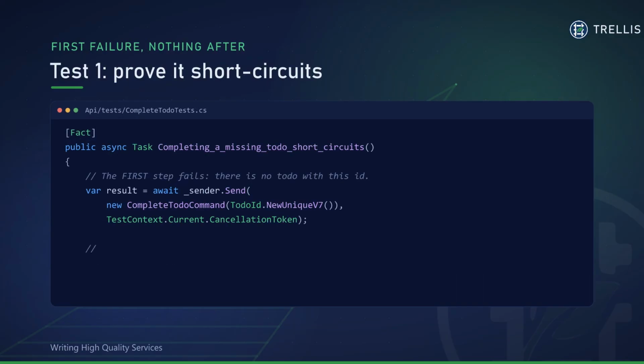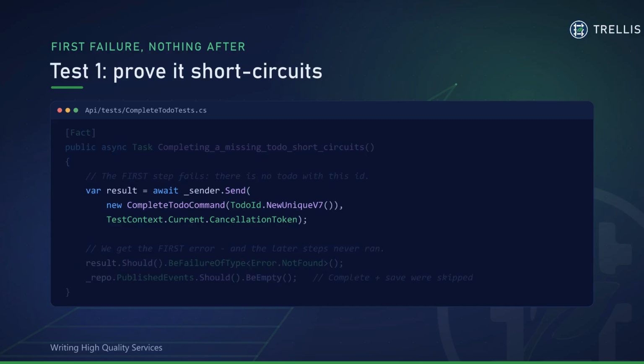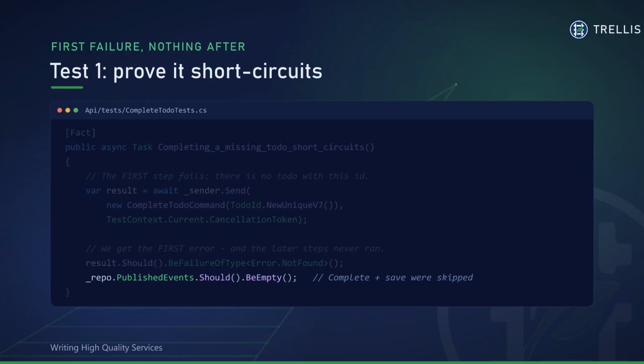Test 1. Prove the short circuit. We send a complete command for an ID that was never stored, so the very first step, the lookup, fails. Then we assert 2 things. First, the result is a failure, and specifically a not found error. The first error on the line, handed straight back. And second, the proof that the rest of the pipeline was skipped. No domain events were ever published, because the completion rule and the save after it simply never ran. If short-circuiting were broken, we'd see a different error or a stray side effect, and this test would catch it instantly.